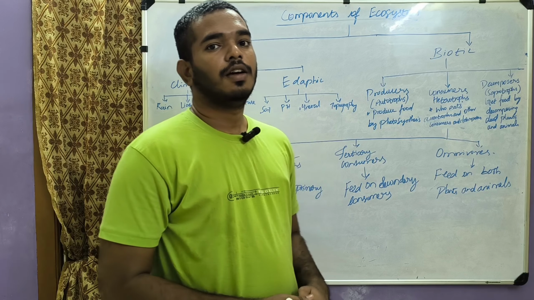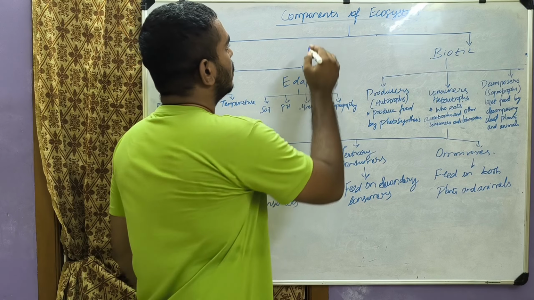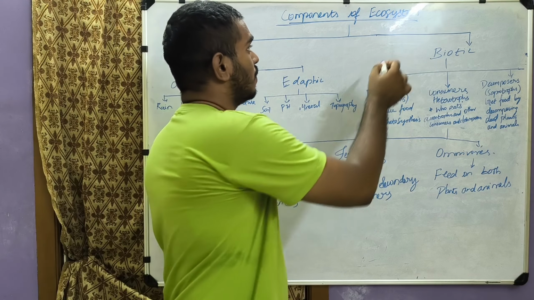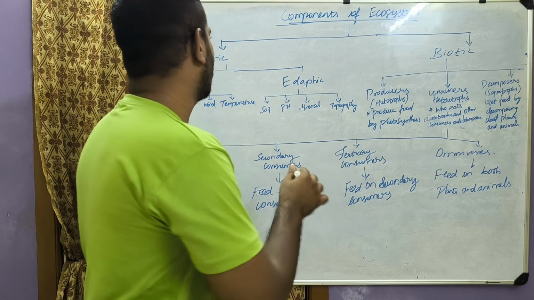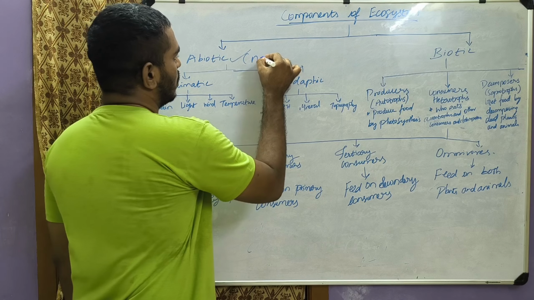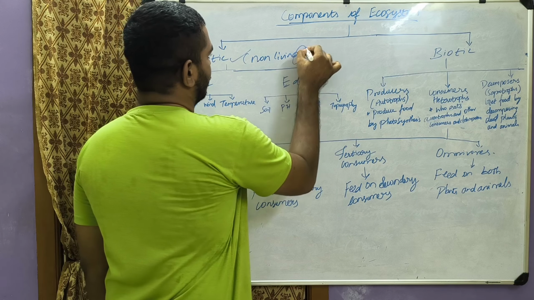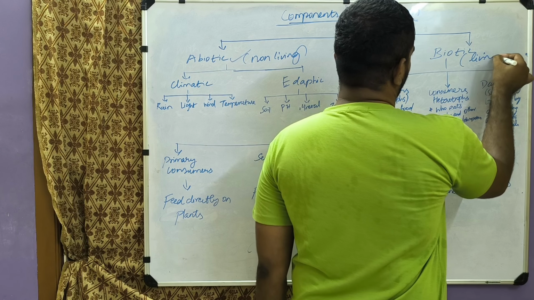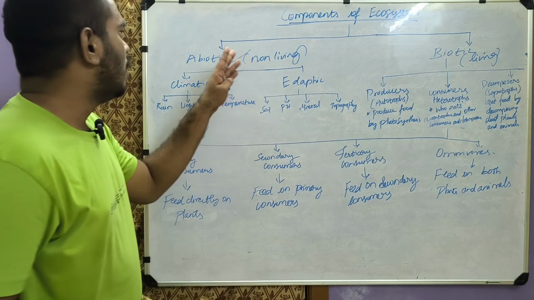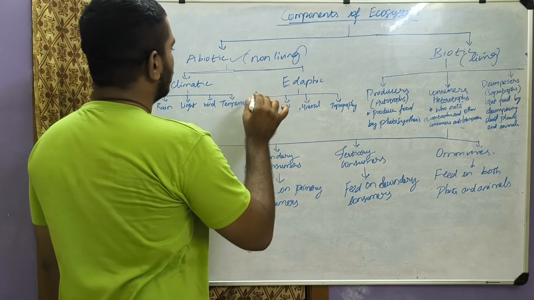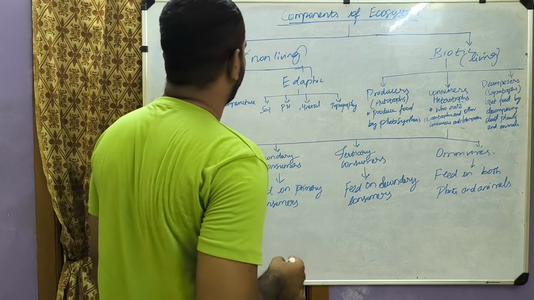Hello ladies and gentlemen, in this video what we are going to see is components of an ecosystem. So the ecosystem consists of two types of components. First one is abiotic components, which is nothing but non-living components, and second one is biotic components, which is the living one. The abiotic components are further divided based on the climatic and the edaphic.